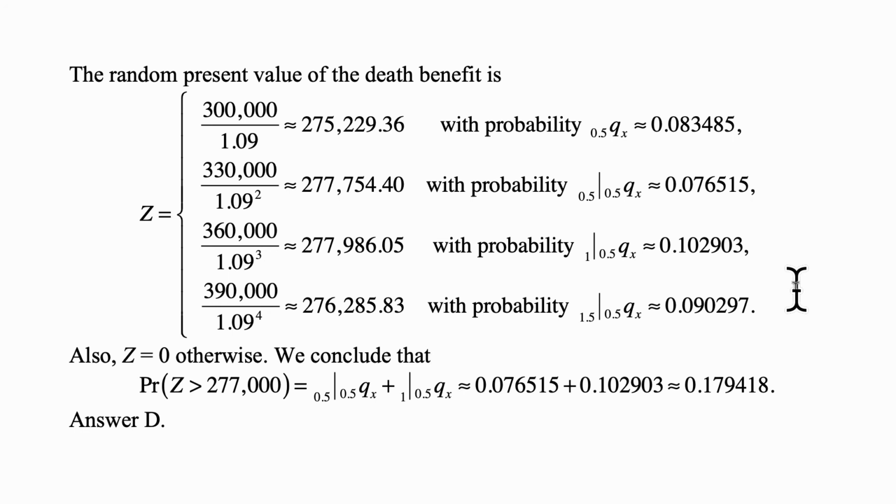And what is the probability that Z is more than 277,000? Well, that happens in the case when it's 277,754.40, and that's the probability of that, or 277,986.05 with this probability 0.102903. So it's the sum of 0.076515 plus 0.102903, and that's approximately 0.179418, which is answer D.